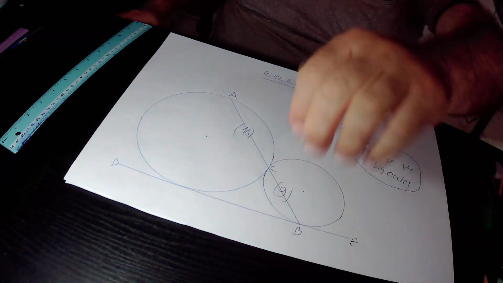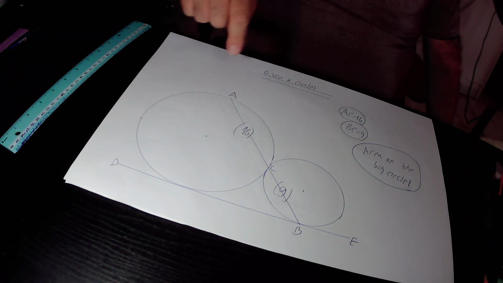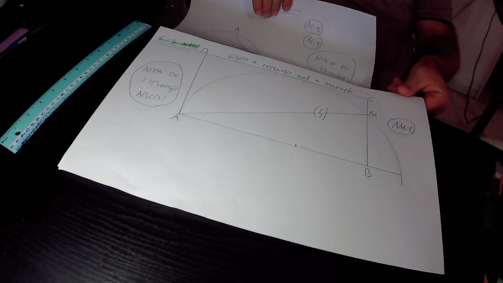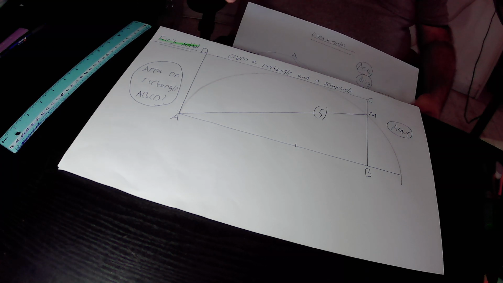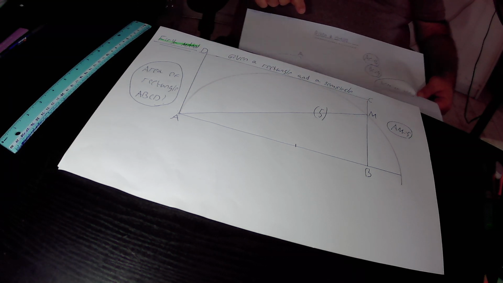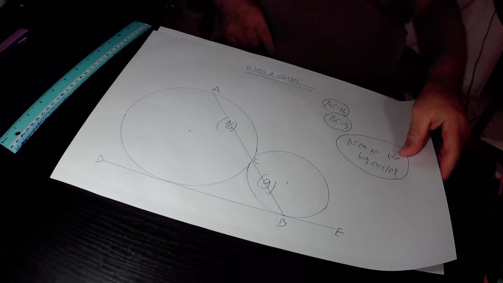Hello, in this lecture we'll answer two questions. In the first question, we'll find out the area of this big circle, and in the second question, we'll find out the area of this rectangle ABCD in two different ways. So, start with the first question.